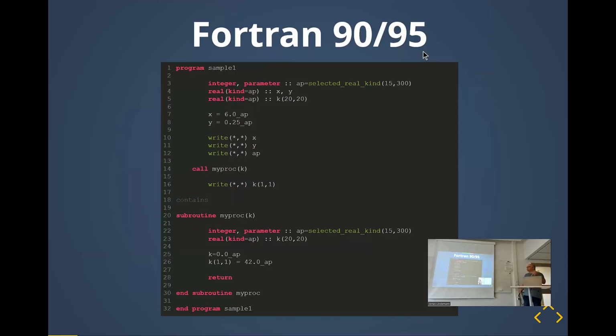Then we jump forward in time, and you can see here that now all the line numbers are gone. We don't have a fixed format source code anymore. You can write code wherever you want. You can indent if you want. There are no line numbers for things. You can now also express it where you're declaring variables. So a lot of new stuff.